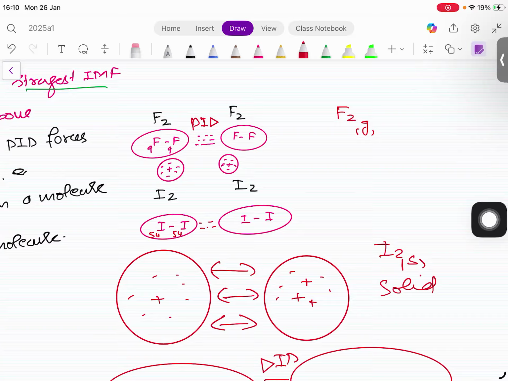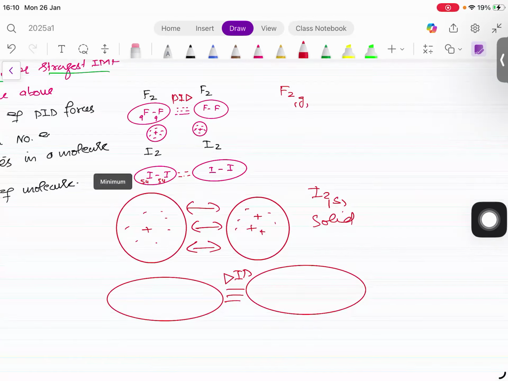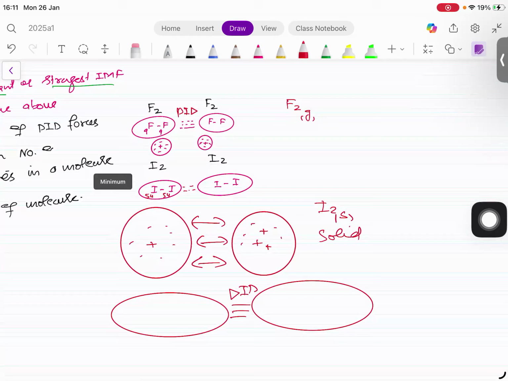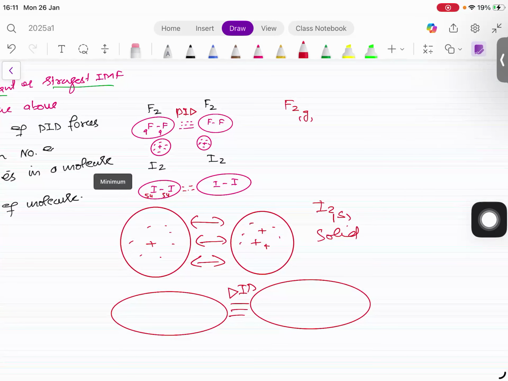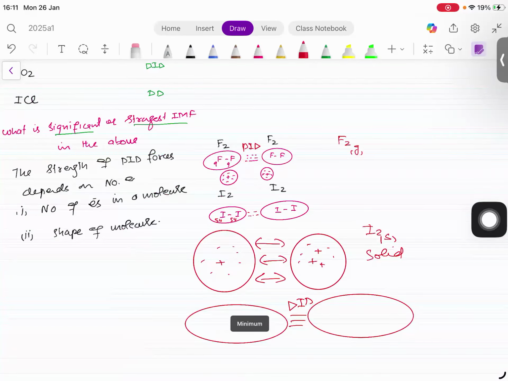So this is the evidence. Whenever there are more electrons in a molecule, there are stronger temporary dipoles induced, hence stronger DIDs. This is a major factor which affects the strength of DIDs or van der Waals forces. They are going to ask you this again and again. I'll explain in the next part, but I hope you got it now.